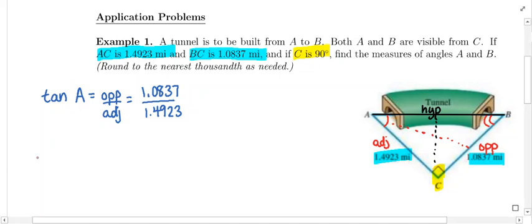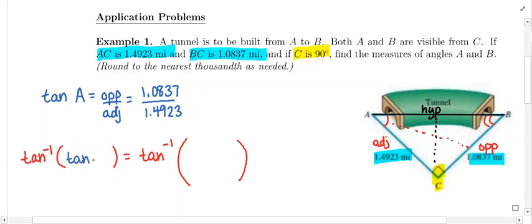Okay, so what undoes tangent? Well, tangent inverse. So I'm going to go ahead and take the tangent inverse of both sides. Whatever you do to one side, you have to do to the other. So this is what we're going to get: the tangent inverse of tangent A.